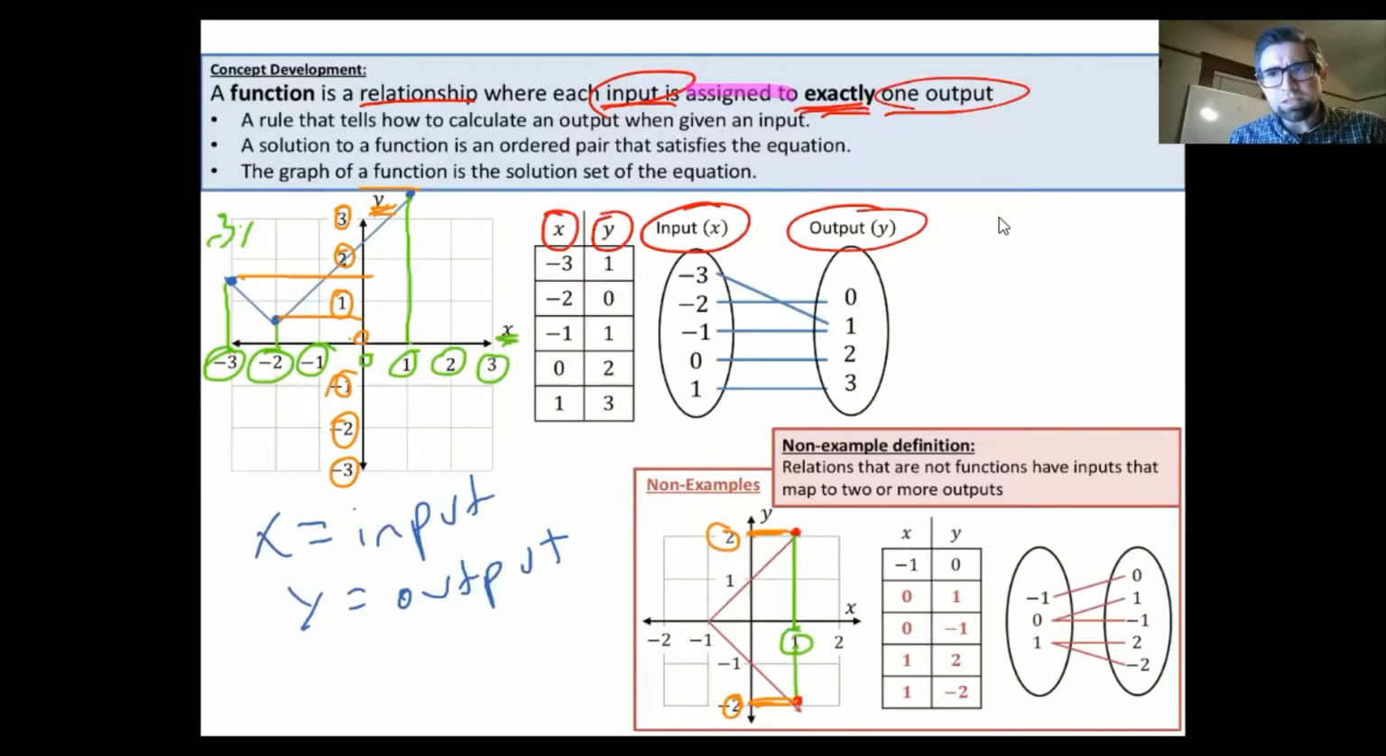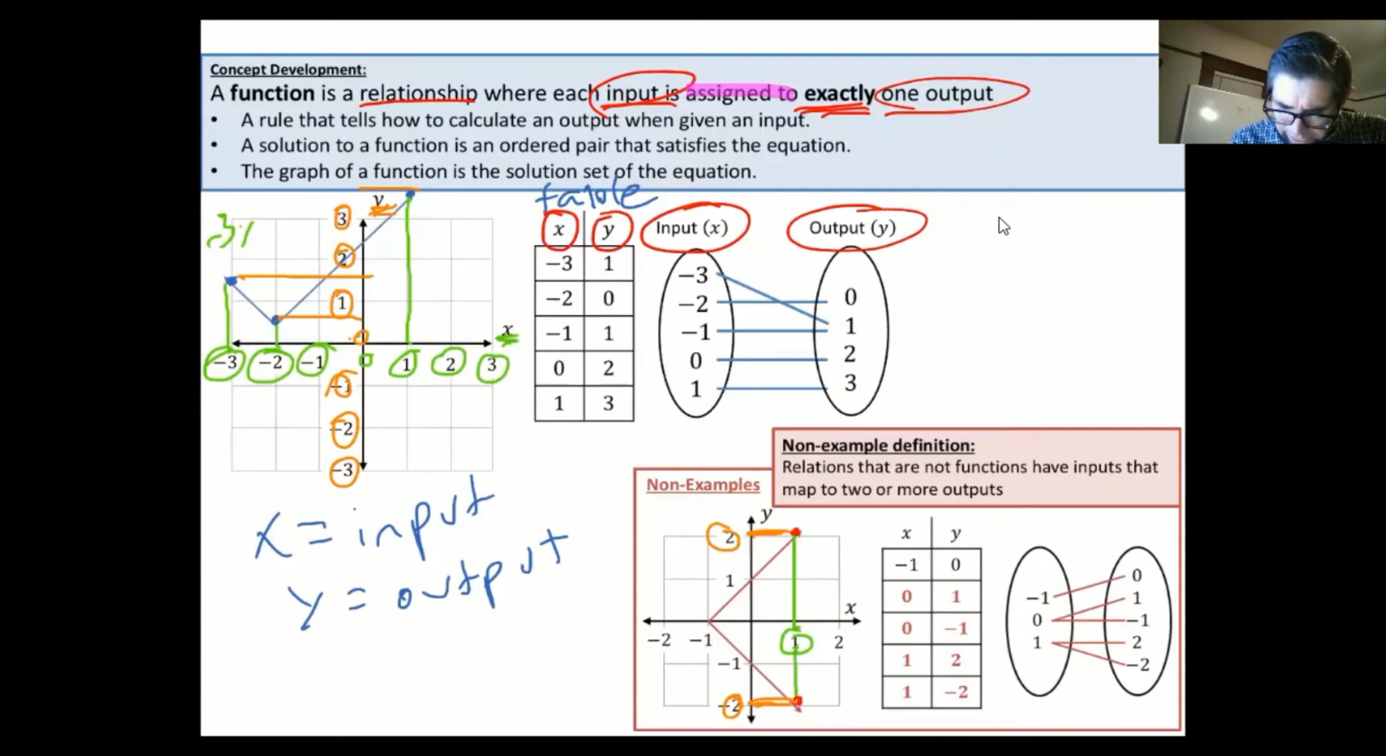All right, well, let's go back and look at our other examples and see how they line up to our definition. So again, a function is a relationship where each input is assigned to exactly one output. So let's look at the table here, right here in the middle. So here we have a table. And let's see how this table, how each input is assigned only one output.